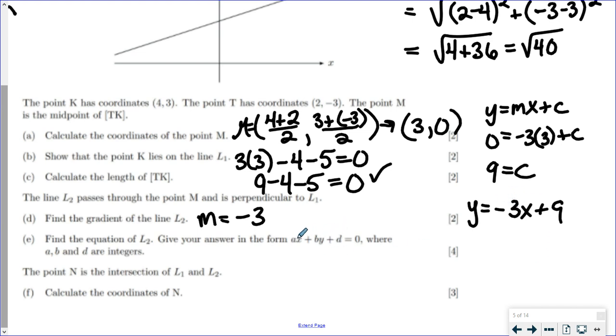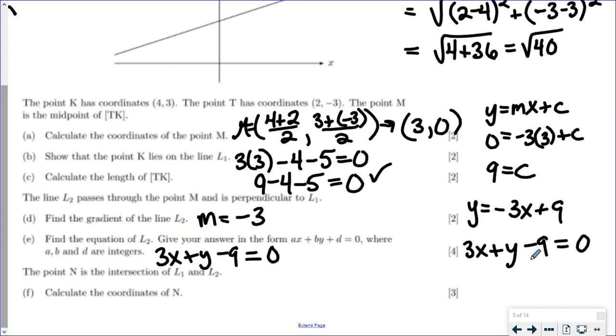But if I want to put it in ax plus by plus d form, this would just be 3x plus y minus 9 is equal to 0. So I'll put that here: 3x plus y minus 9 is equal to 0. Now, you also could have just subtracted y from both sides, and you would have ended up with -3x minus y plus 9 equals 0. That's totally acceptable too. It doesn't matter which way you do it.